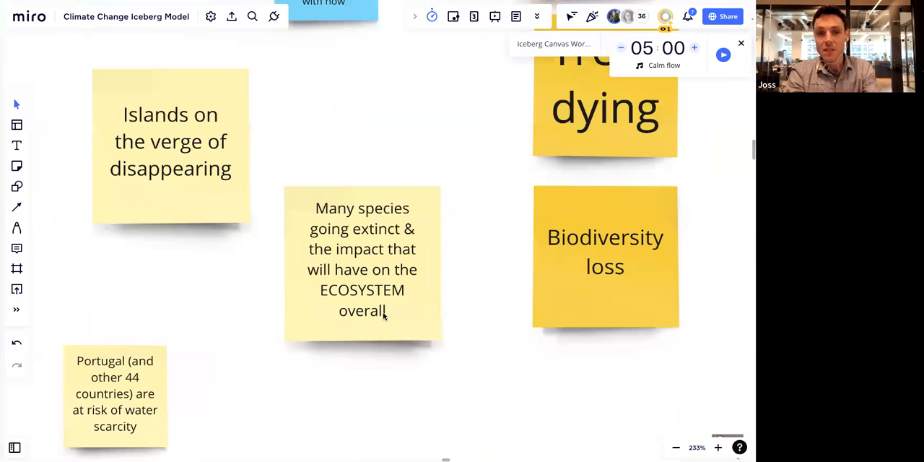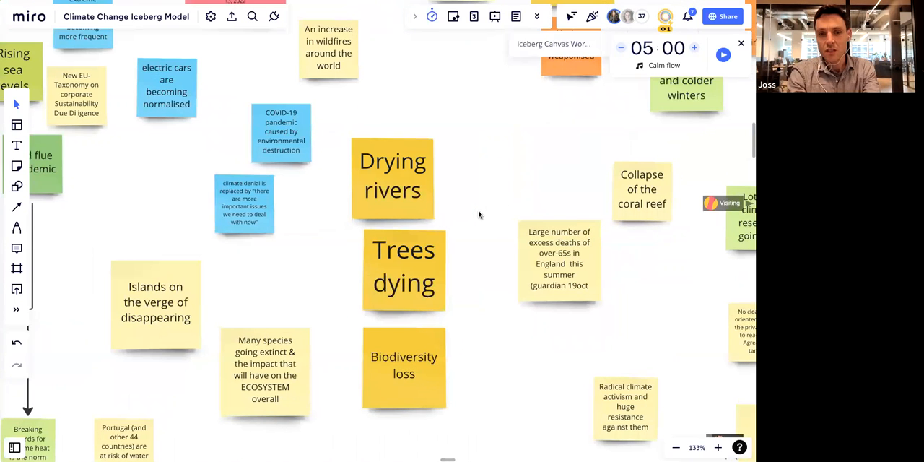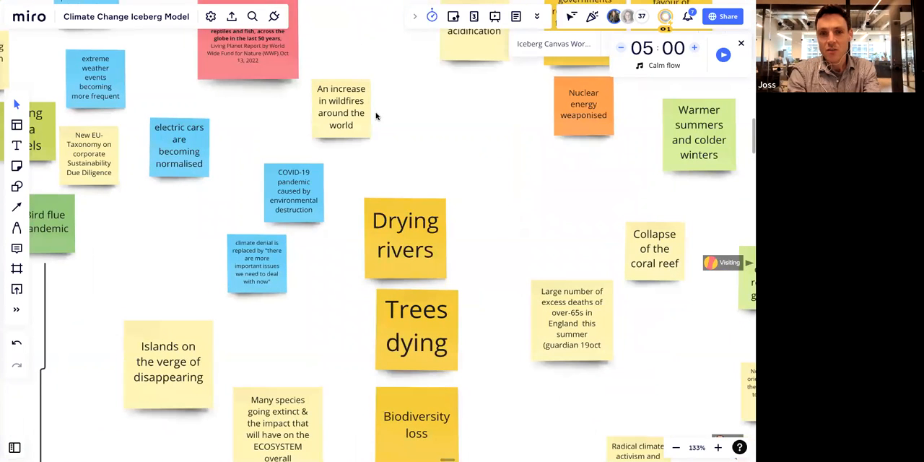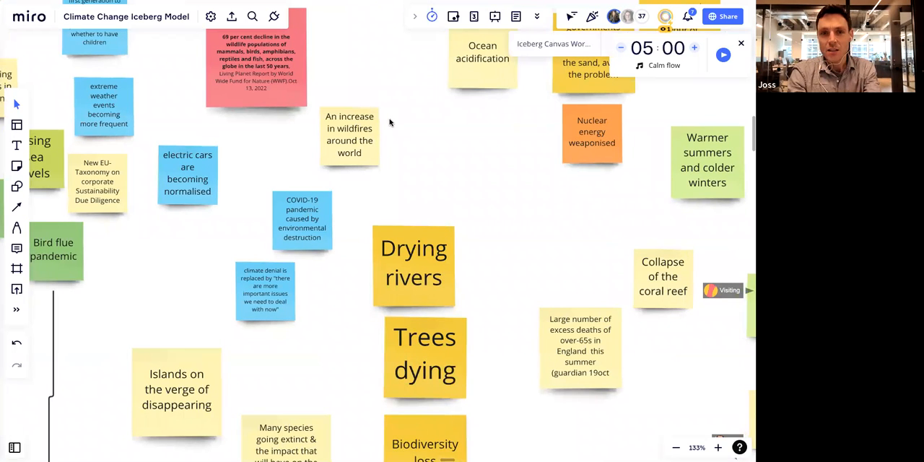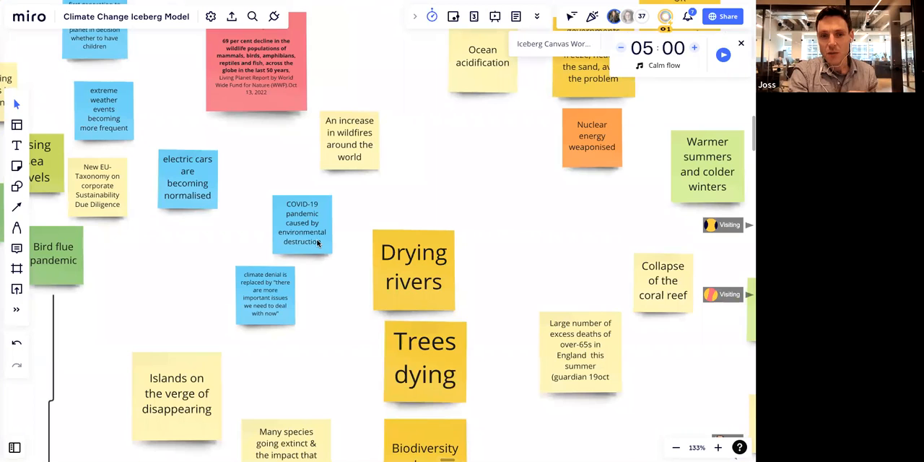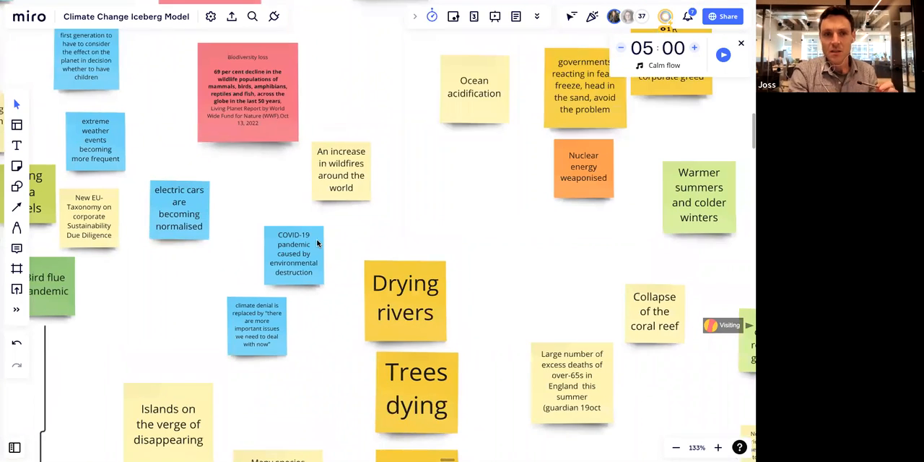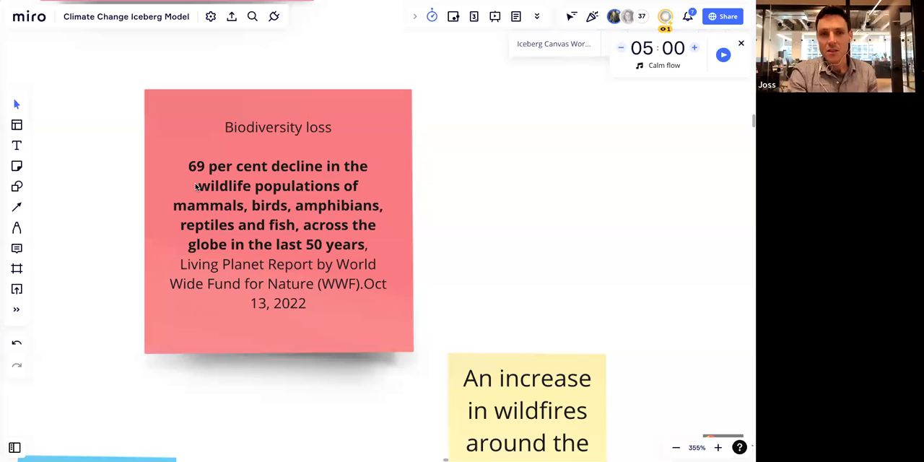Many species going extinct, and the impact that will have on the ecosystem overall. Biodiversity loss, trees dying, drying rivers, an increase in wildfires around the world, COVID pandemic caused by environmental destruction. 69% decline in the wildlife populations of mammals, birds, amphibians, reptiles, and fish across the globe in the last 50 years.